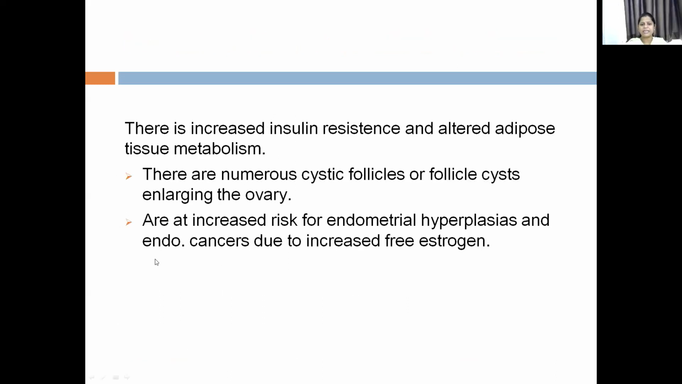There is also increased insulin resistance and altered adipose tissue metabolism. Grossly, there are numerous cystic follicles or follicular cysts which enlarge the ovary. And why is this important? Because women with PCOD are known to be at increased risk for endometrial hyperplasias and endometrial cancers, because in addition to increased androgen, free estrogen levels are also increased.